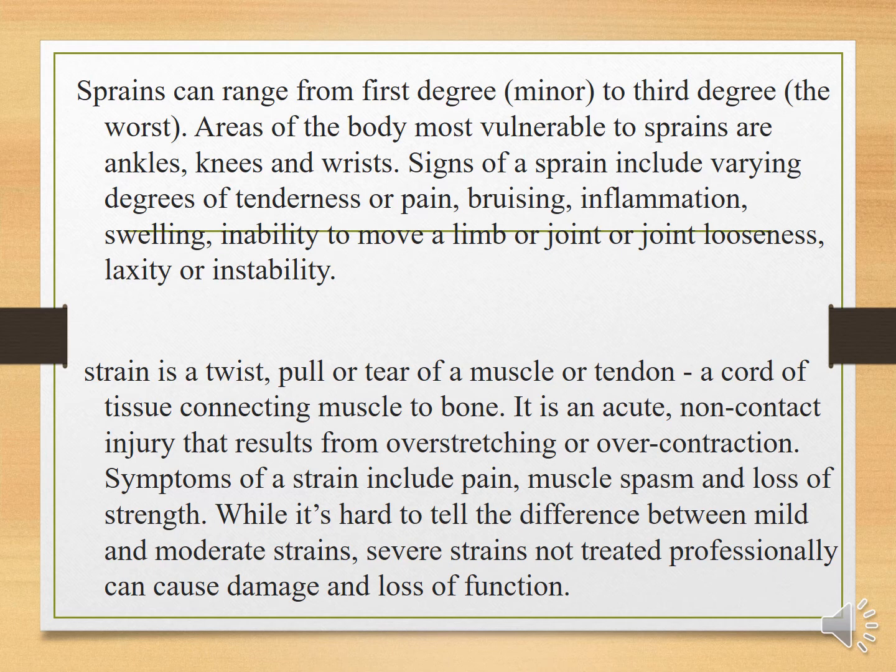A strain is a twist, pull or tear of a muscle or tendon, a cord of tissue connecting muscles to bone. It is an acute, non-contact injury that results from overstretching or overcontraction. Symptoms of a strain include pain, muscle spasm, and loss of strength. Whilst it's hard to tell the difference between mild and moderate strains, severe strains not treated professionally can cause damage and loss of function.